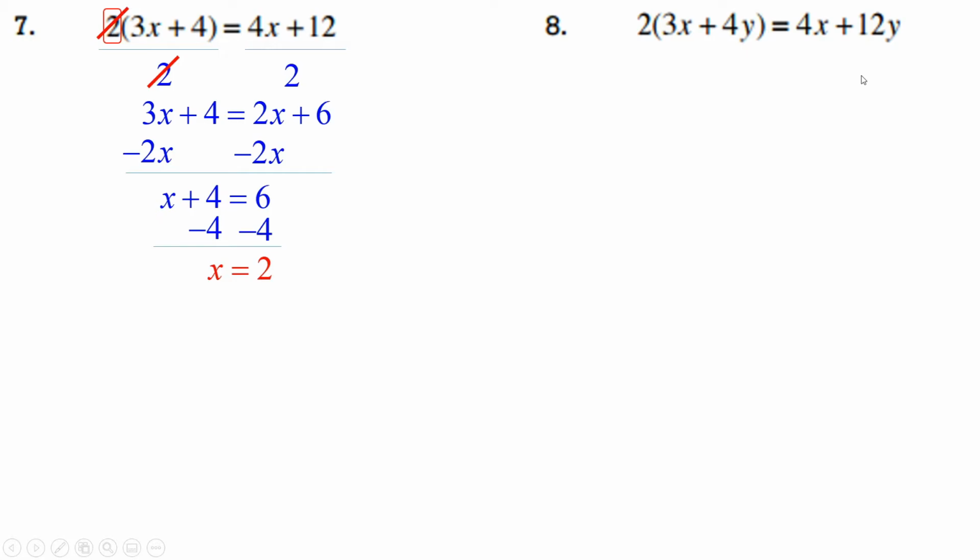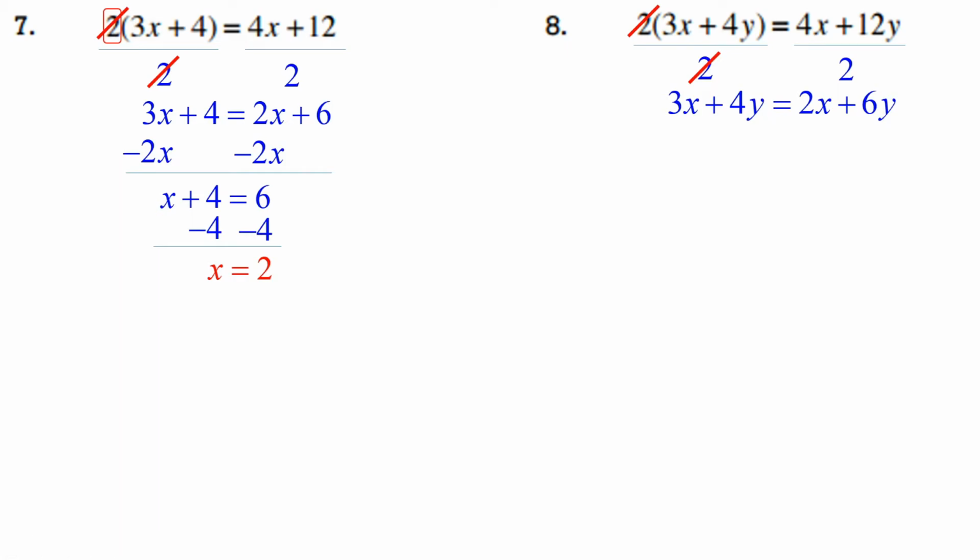Now the literal equation, we're not going to get x equals a number. We're going to get x in terms of y. So let's do the same thing. Let's divide both sides by the 2. And the factors of 2 cancel on the left. So I have 3x plus 4y. And on the right, I have 2 terms over 1 term. So I'm going to have the sum of, and the first term is going to be 4x divided by 2. That would be 2x's. And the second term is going to be 12y divided by 2. That would be 6y. I hope you all see that.